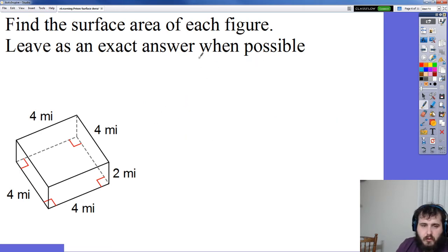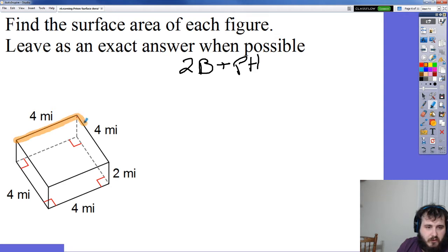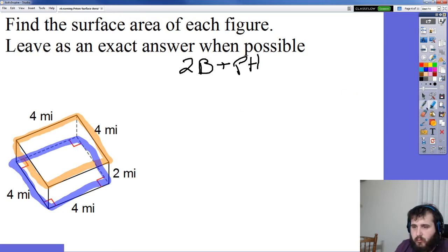Okay, so once again, 2B plus Ph, that's our surface area formula. Before we do anything, let's identify our bases. Well, it's standing straight up, right? So let's make sure that the bases here look the same. They have to be exactly the same looking, not just kind of the same looking. They have to be exact. Definitely looks like they're the same. 4, 4, 4, 4, 4, 4, 4. Yeah, they're the same. So we know we're good there.